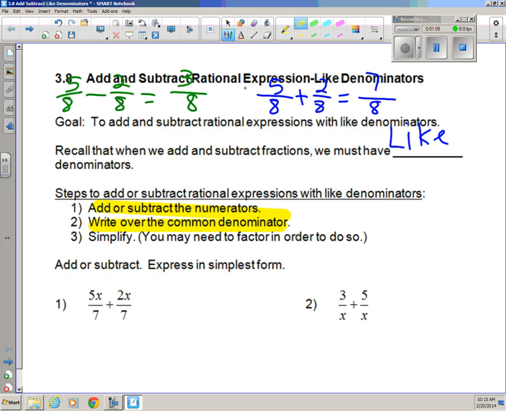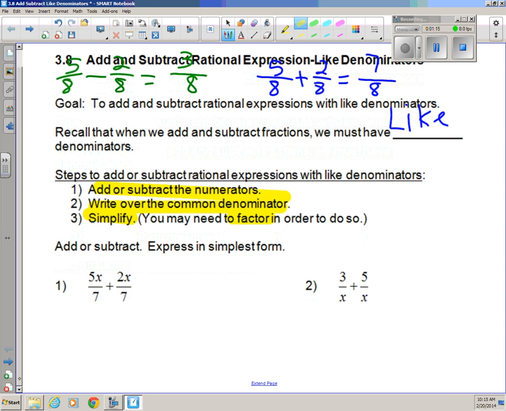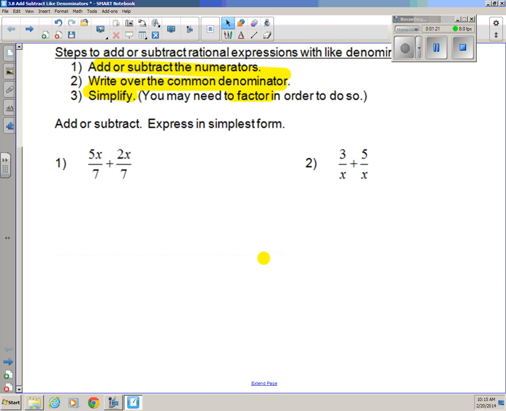If you can, you try to simplify. You might need to factor. You just have to look to see what's left over. So fractions, again, no big deal. Don't treat them like you don't know what you're doing, because you do.